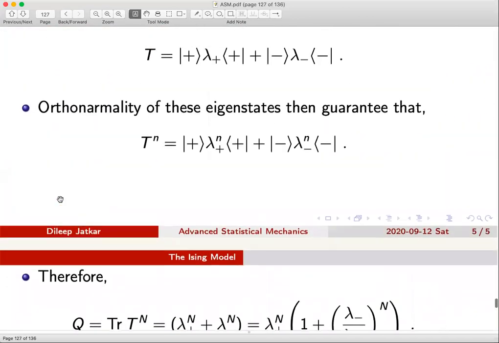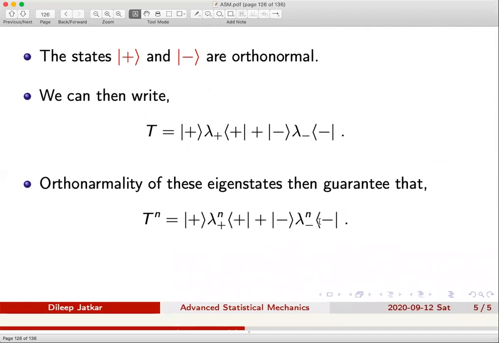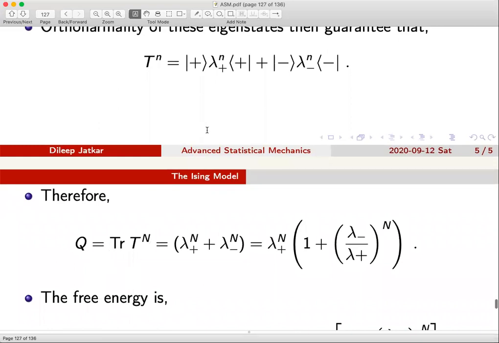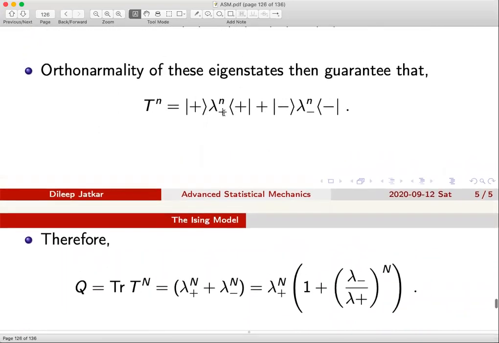So what you find is that T to the n takes this form, which makes life much simpler now, because if you want to find the partition function, you just have to take trace T to the n. Trace means you first take the capital Nth power of this, which just means the capital Nth power here, and then you just wrap around. So the state plus goes with plus, giving you just one, and gives you the answer lambda plus to the n. And similarly, minus with minus, giving you the answer lambda minus to the n. So your exact partition function is just lambda plus to the n plus lambda minus to the n.